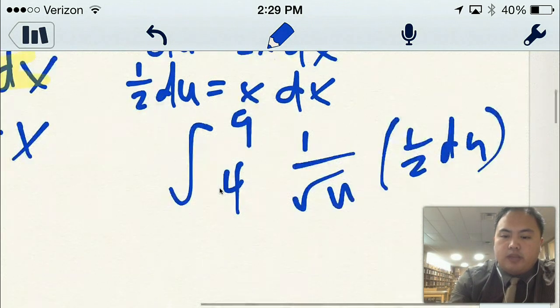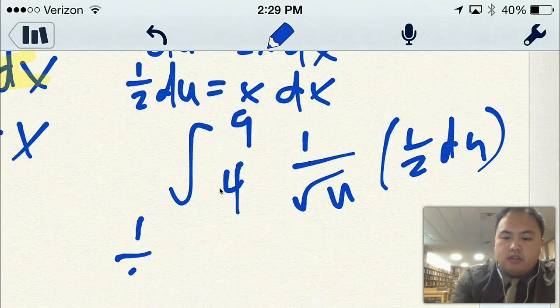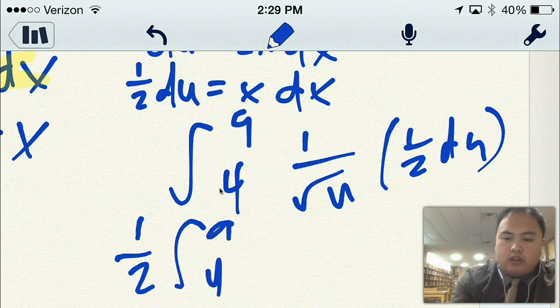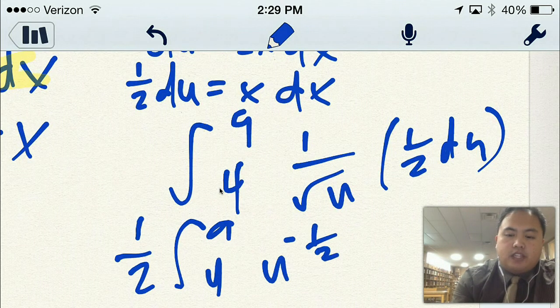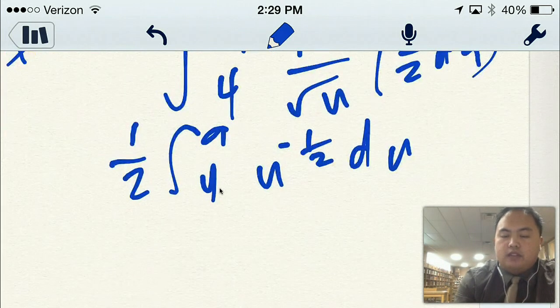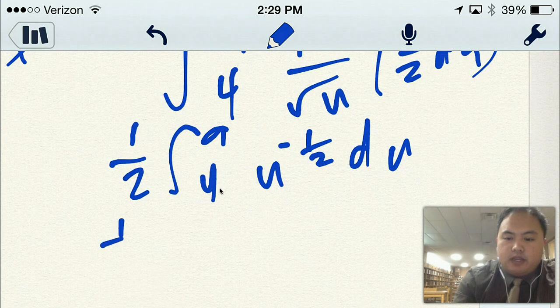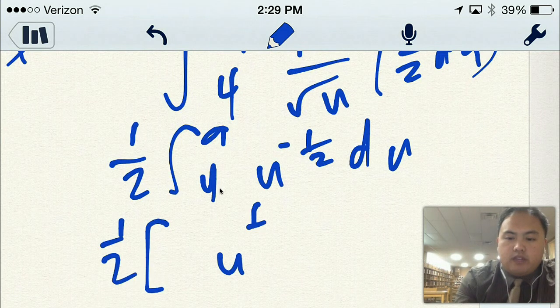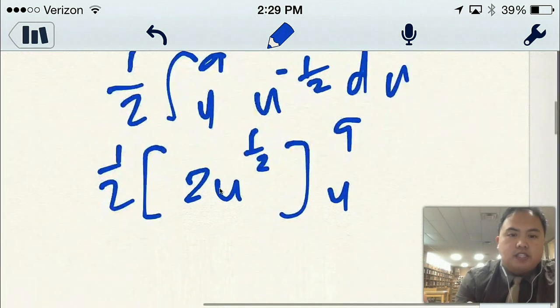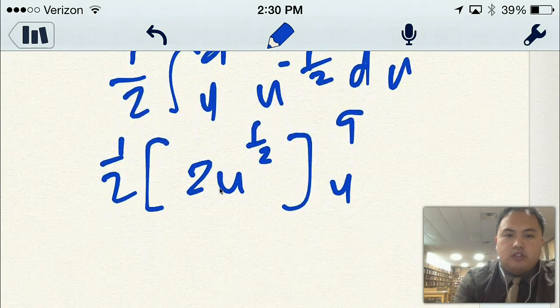Now, just to make this quick, I'm going to factor out this half. This 1 over radical u becomes u to the negative half du. I'm going to take the antiderivative, add 1 and divide by it. This now becomes u to the half by adding 1. And if I divide by half, it becomes 2. And then I get my bounds like so. Again, to make this easier on myself, I'm going to factor out the 2. So 2 times half becomes 1. So this becomes u to the half.